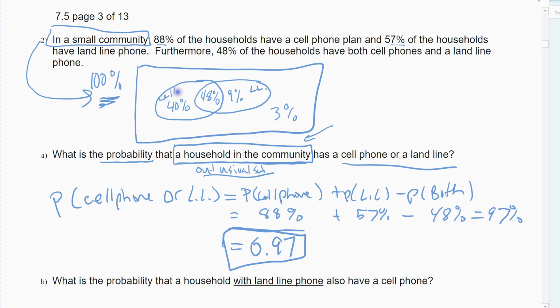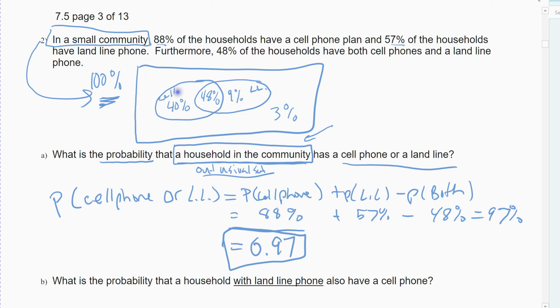What is the probability that a household with a landline phone also have a cell phone? And so this one's different. The previous problem said the probability that a household in the community, meaning every possible household could be selected out of my community. The second problem is not that case. This is a conditional probability.